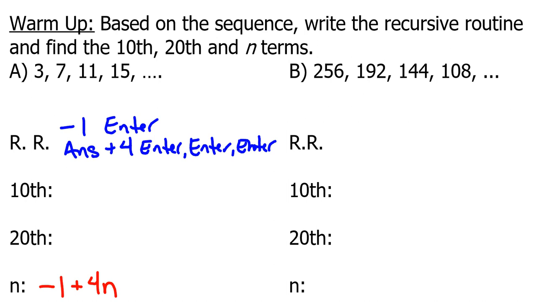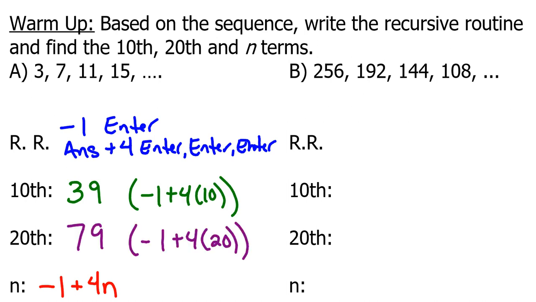Then once I have my pattern, I can just substitute in the value for n, the term that I'm looking for, into that pattern. So I can put a 10 in for n, a 20 in for n, and see what results. If I put in the 10, I get a 39, and if I put in the 20, I'll get a 79.